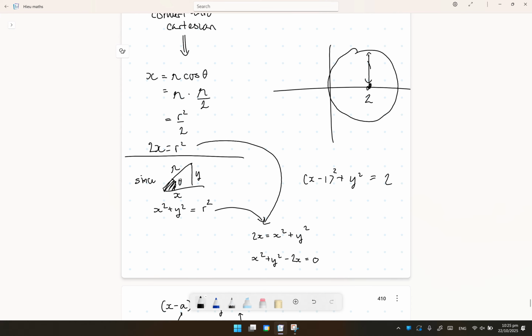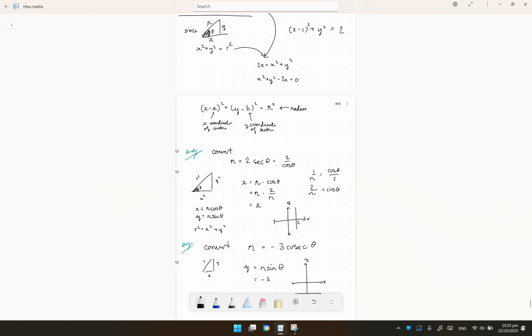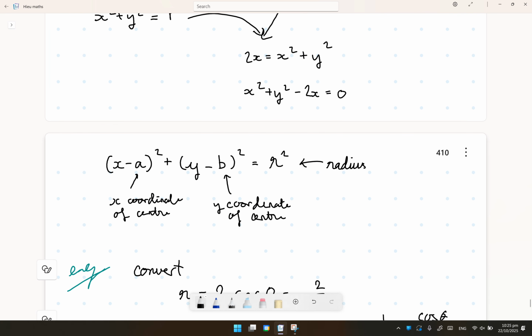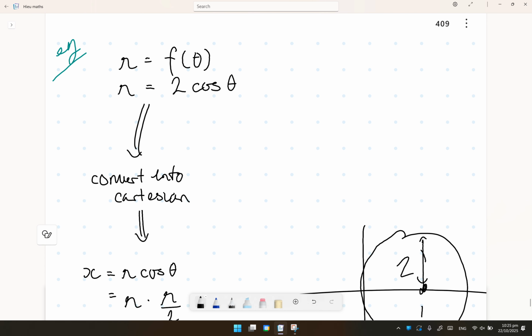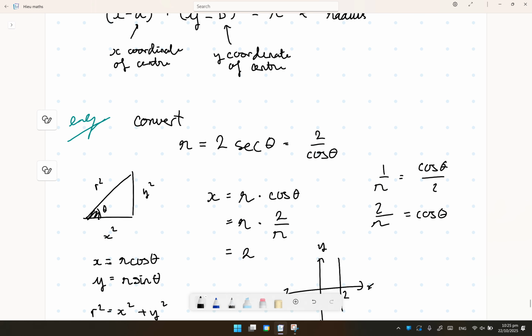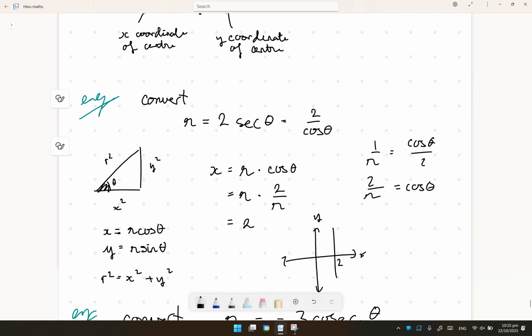I actually don't remember. I think it was 1 and 1. No, it was 1 and 2. I actually don't remember. But all that matters is that that was a circle, and that's how you convert it. I'm not good with the algebra stuff, but let's keep going.